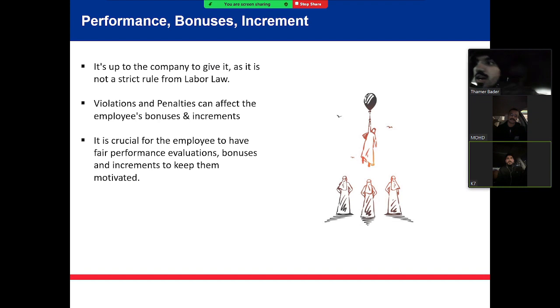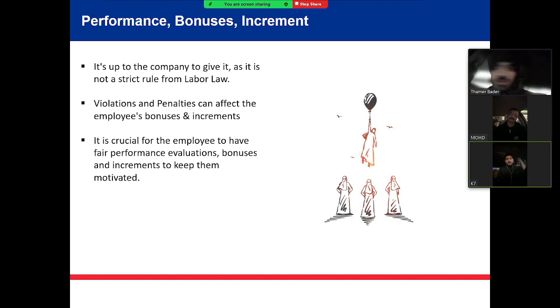Next, performance bonuses and increment. It's up to the company to give it, as it is not a strict rule from labor law. Violations and penalties can affect the employee bonus and increments. It's crucial for the employee to have fair performance evaluation, bonuses, and increment to keep them motivated.